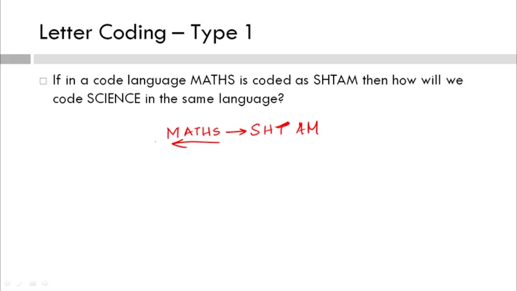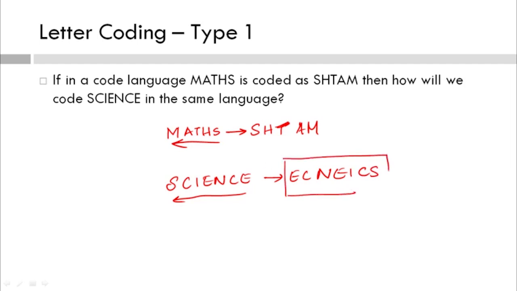The pattern to be used here is writing the letters in the word in reverse, and that will give you the code. So similarly, how will you code SCIENCE in that language? Write the letters in reverse for this word also. It will become ECNEICS. This will be the code that you are looking for. The correct answer for this question is this. Code for SCIENCE is this. This is an example of letter coding. Let's look at one more example of letter coding.